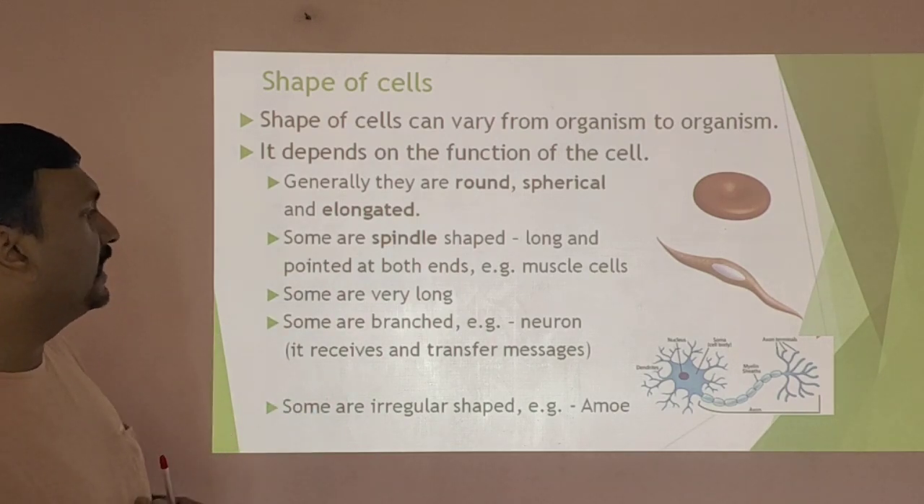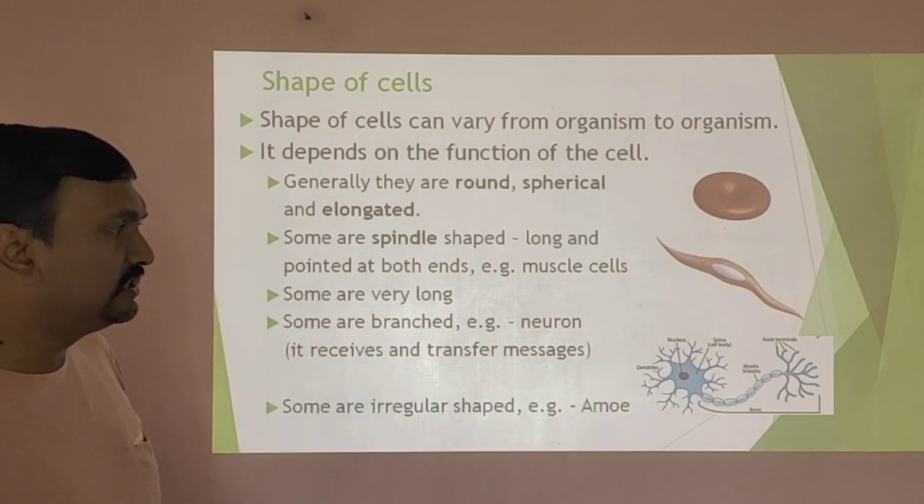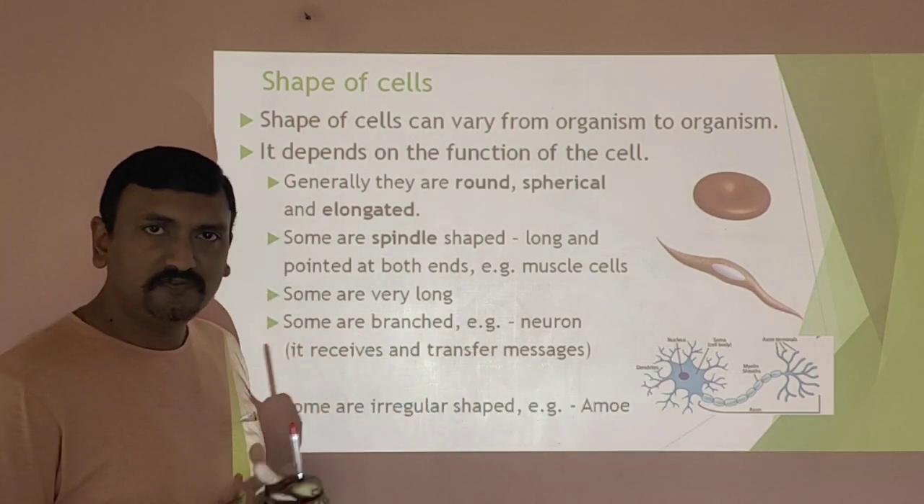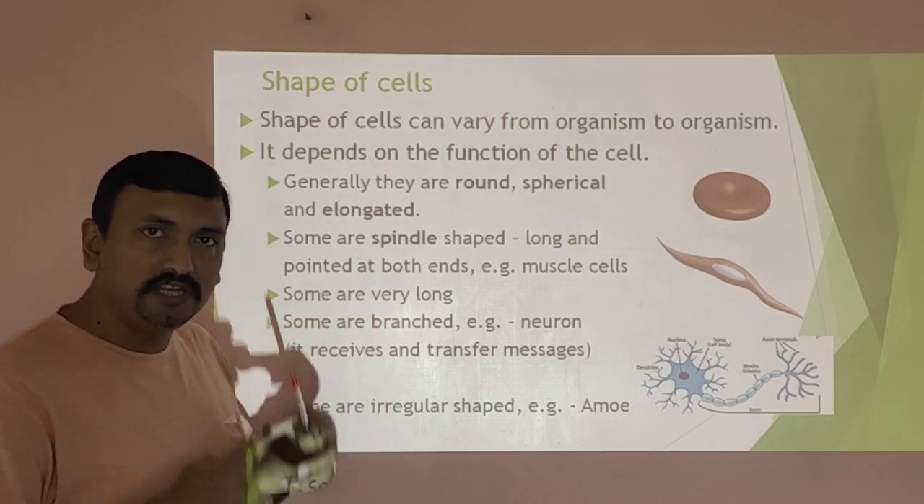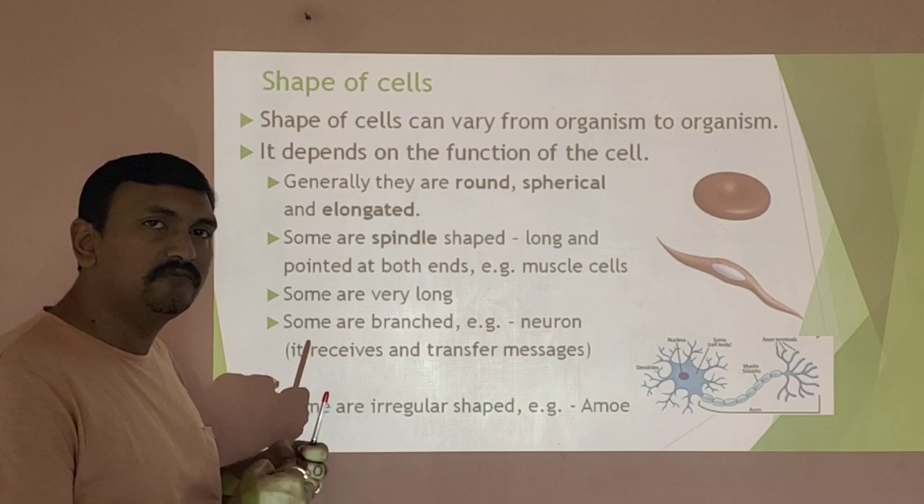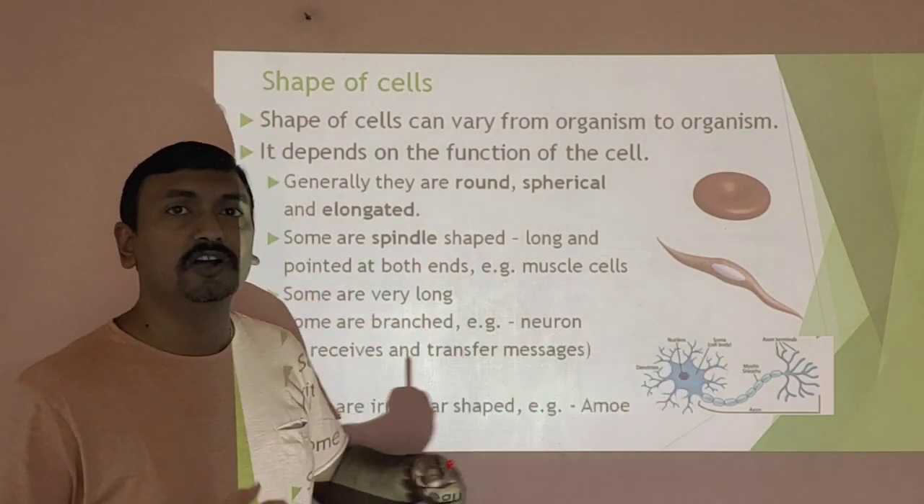For example, I am coming directly to this particular cell diagram that you see. It is a nerve cell. Now, what is the function of a nerve cell? It is to carry information. So within the body, within the tissues, it might have to carry information over long distances. That's why you see the cell is elongated.